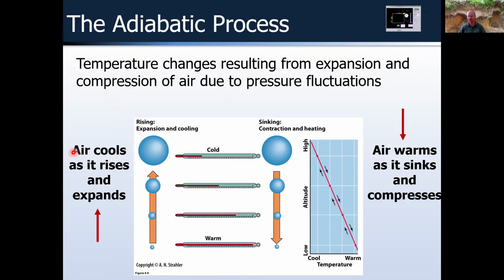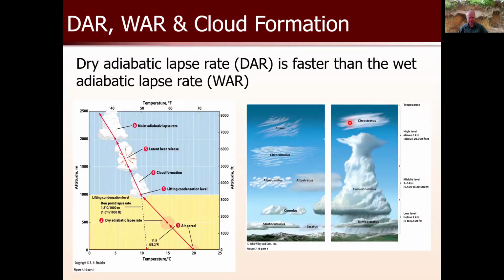And so here are the basic take-homes of adiabatic processes. Air is cooling as it rises and expands, and air warms as it sinks and compresses. The dry adiabatic lapse rate is faster than the wet adiabatic lapse rate, meaning as air parcels rise when conditions are not saturated, meaning you're not in a cloud and condensation has not occurred, temperature will decrease at a known rate.